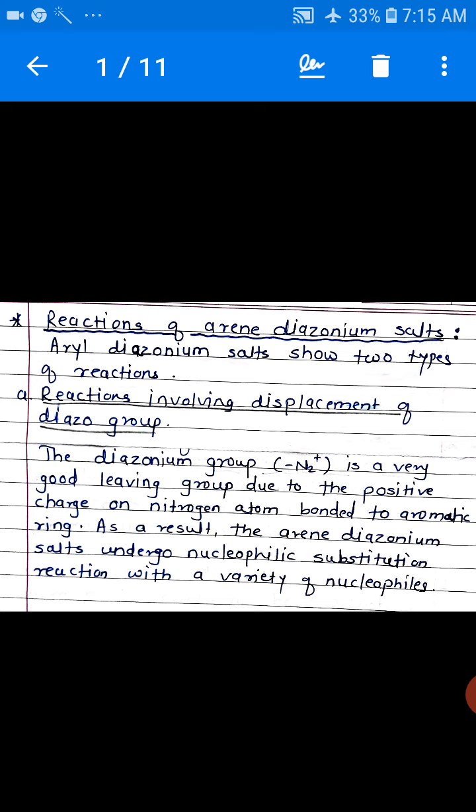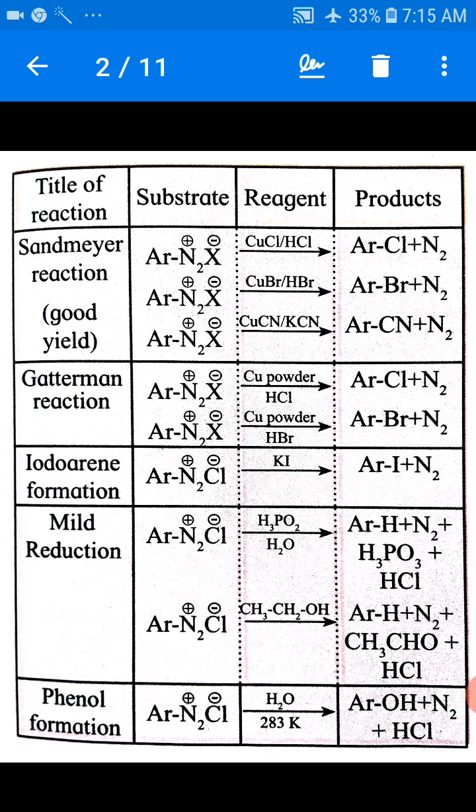This diazo group is a very good leaving group and hence it is displaced by a variety of nucleophiles. Here are the different reactions shown by the aryl diazonium salt. First one, here the first column is the title of the reaction, then the substrate, which is common benzene diazonium salt, then the reagent used and the product. The first reaction is the Sandmeyer's reaction.